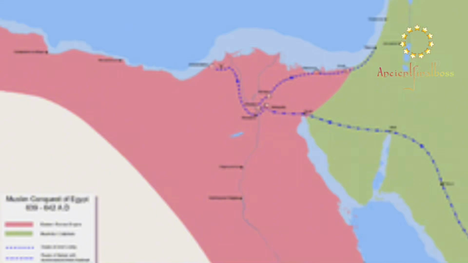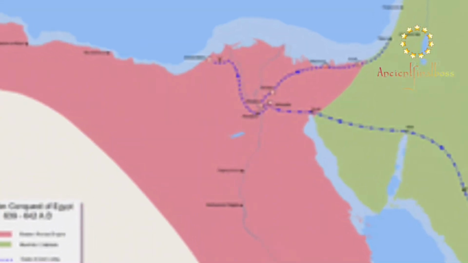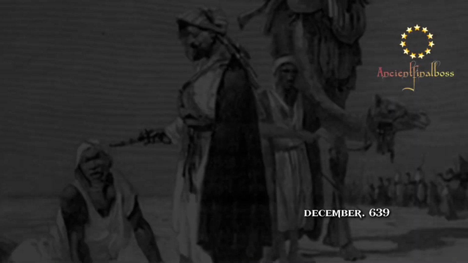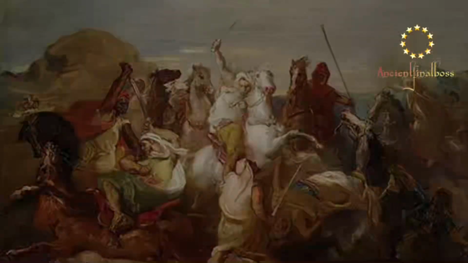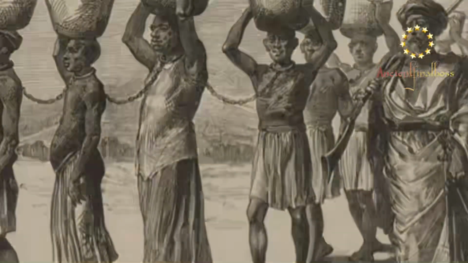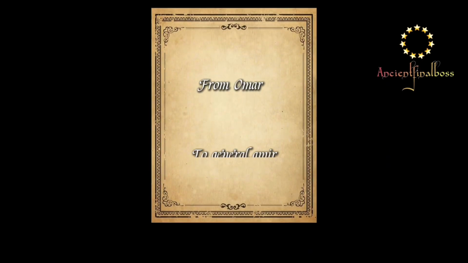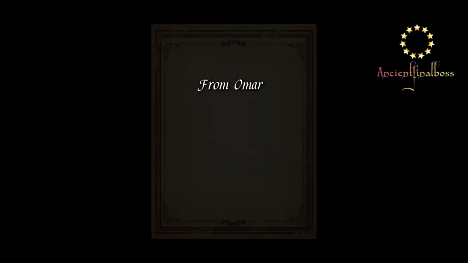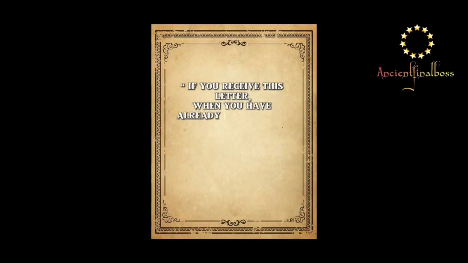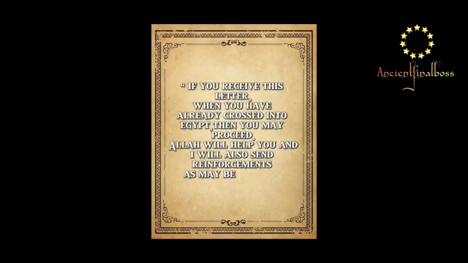Egypt was the first point of entry of the Arabs invading Africa. The general Amir Abd Alas invaded Egypt in December 639 with 4,000 men. Despite the Arabs having second thoughts on how they were going to invade Egypt with just 4,000 men, a letter from Muslim Caliph Omar was written to General Amir. It says, "If you receive this letter, when you have already crossed into Egypt, then you may proceed. Allah will help you, and I will also send reinforcement as may be needed."